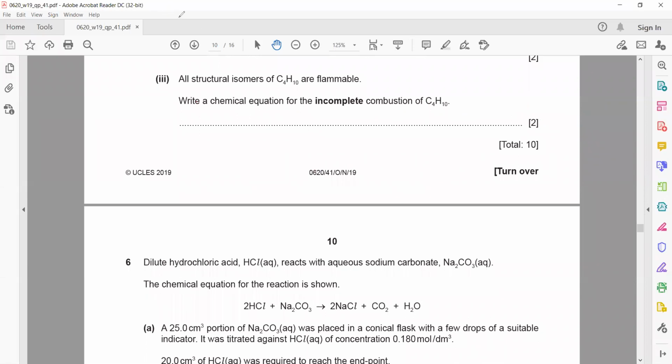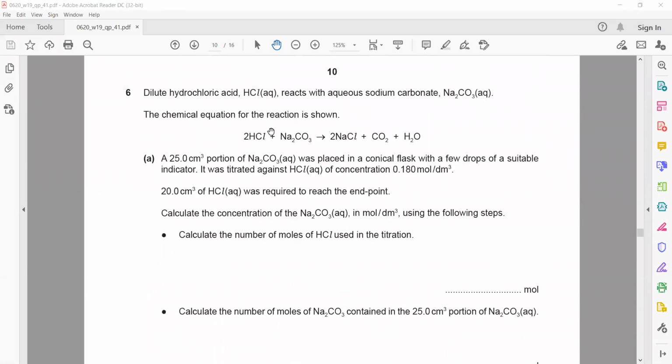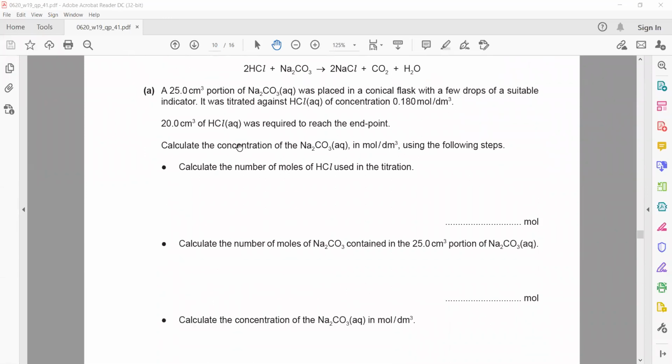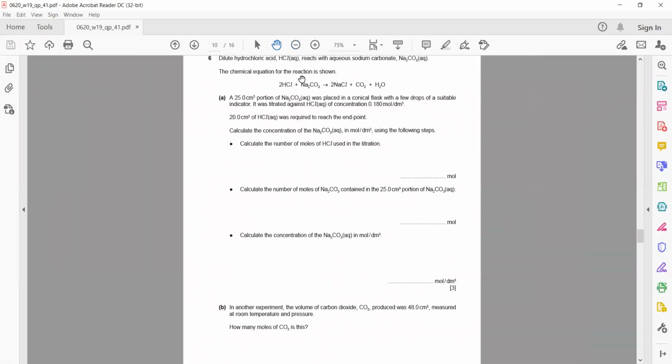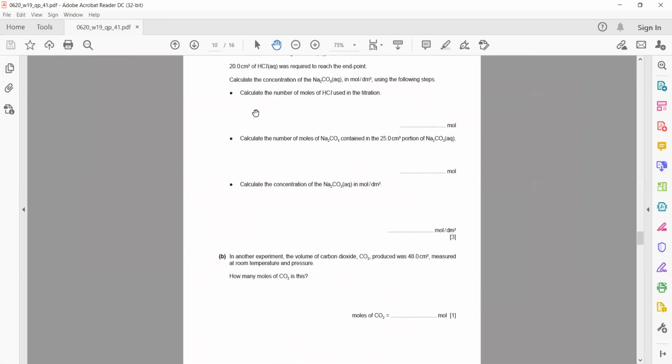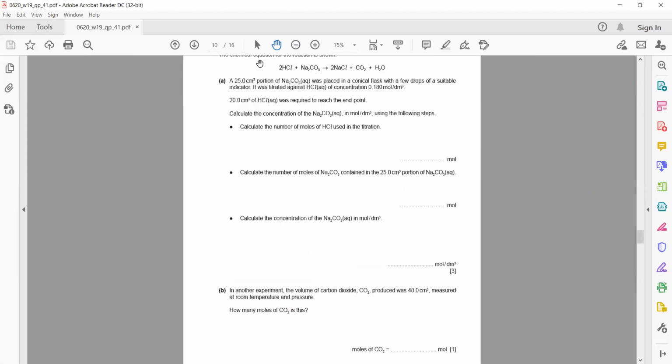25 cm cube portion of sodium carbonate was placed in a conical flask. A few drops of suitable indicator were added and it was titrated with HCl of concentration 0.18. 20 cm cube of HCl was required to reach the end point. Calculate the concentration in mole per dm cube. Use the following steps. The number of moles of HCl used in the titration.